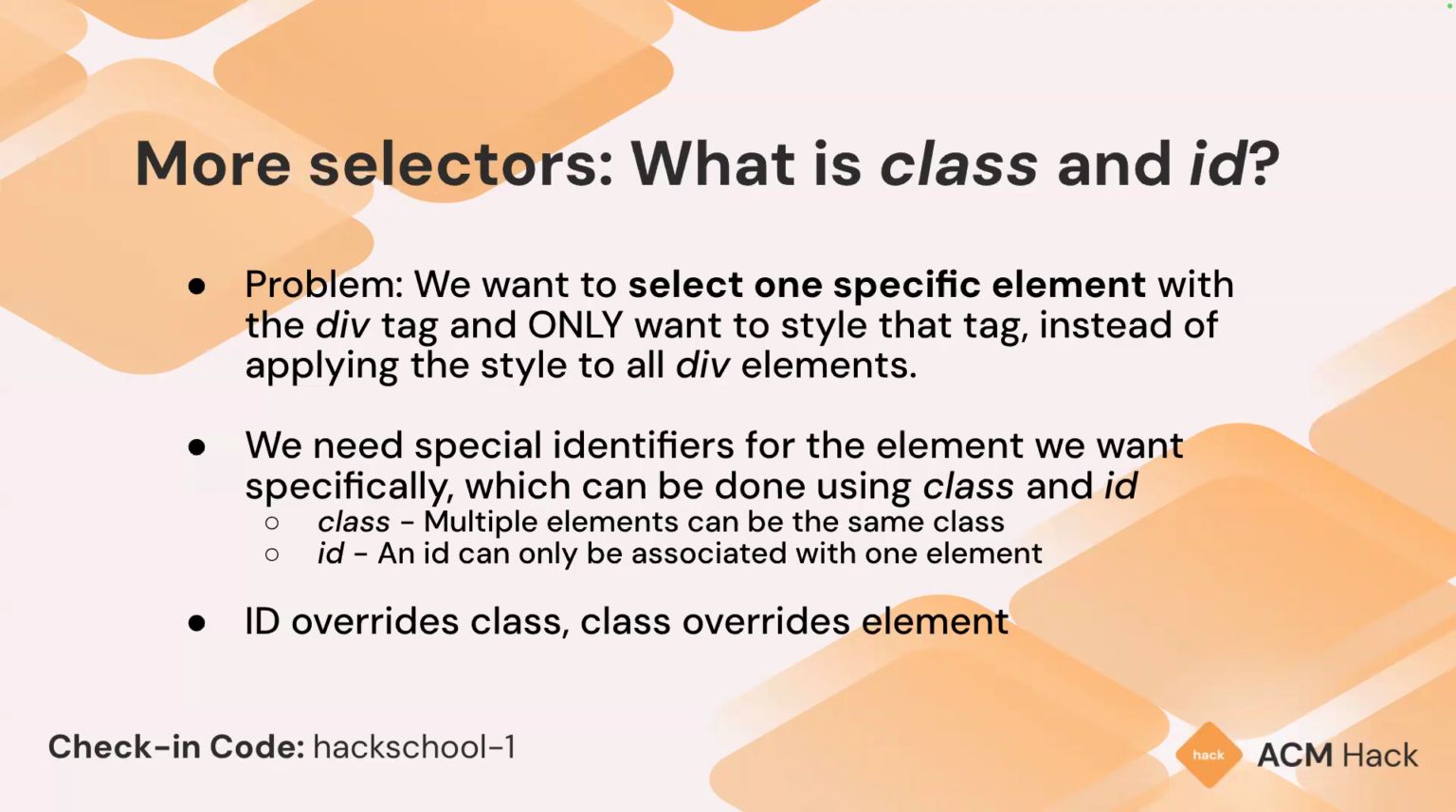A class can be applied to multiple elements, but an ID can only be applied to one individual element. For the order of importance, the ID overrides class, while class overrides element. An element would just be a generic div selector.